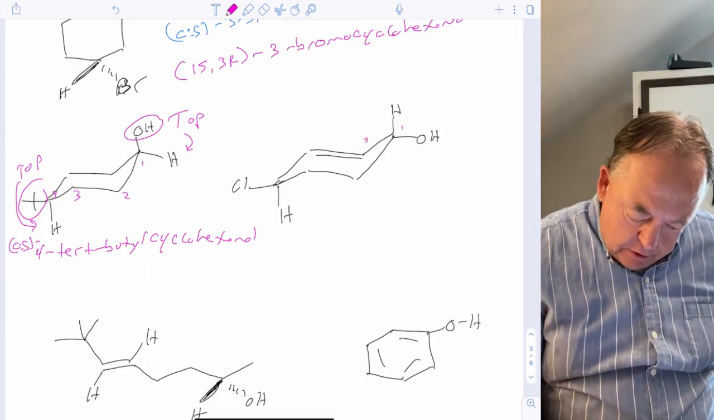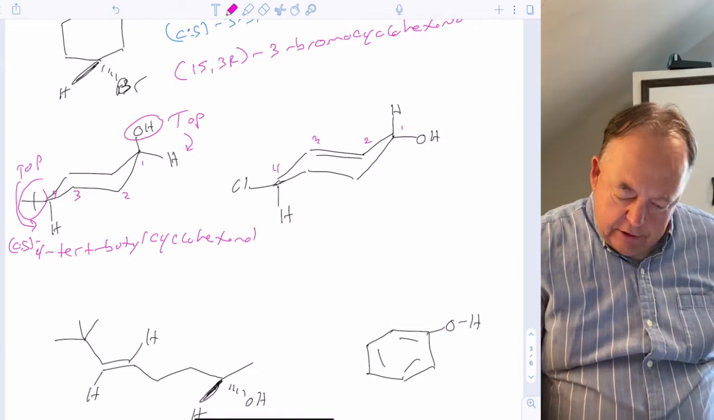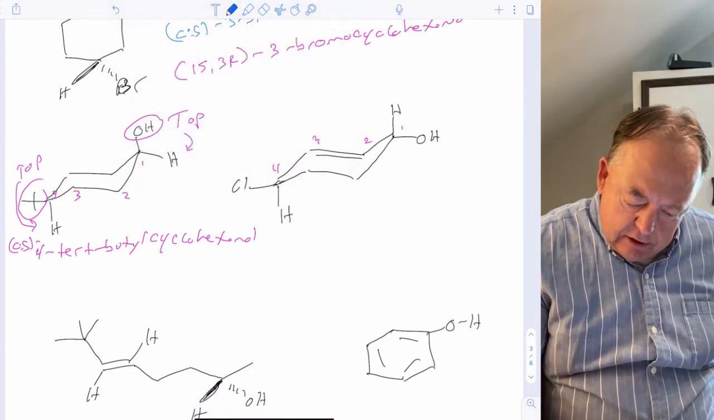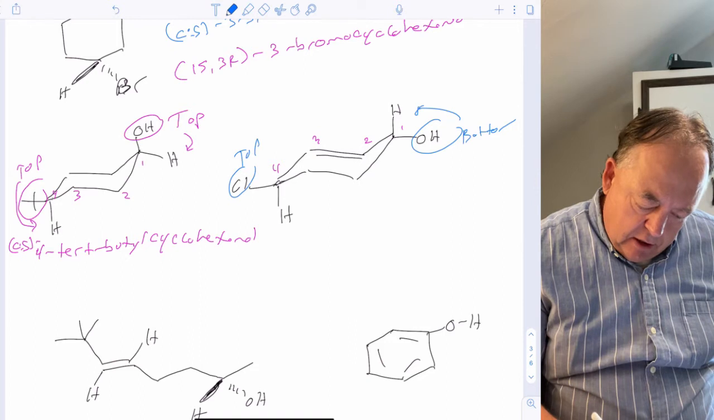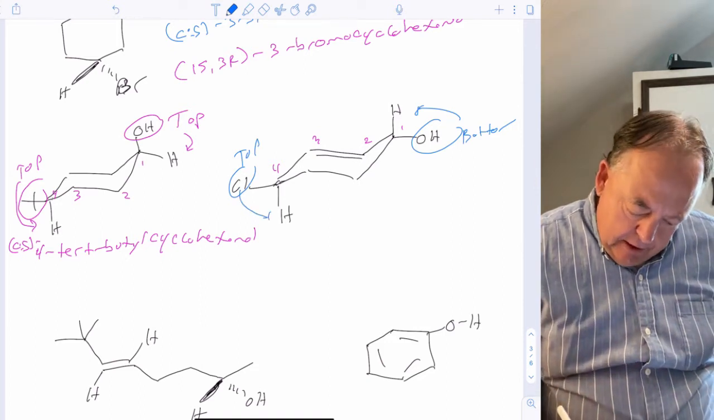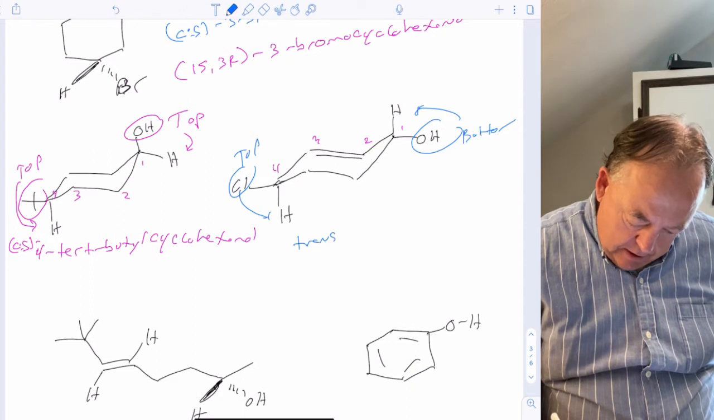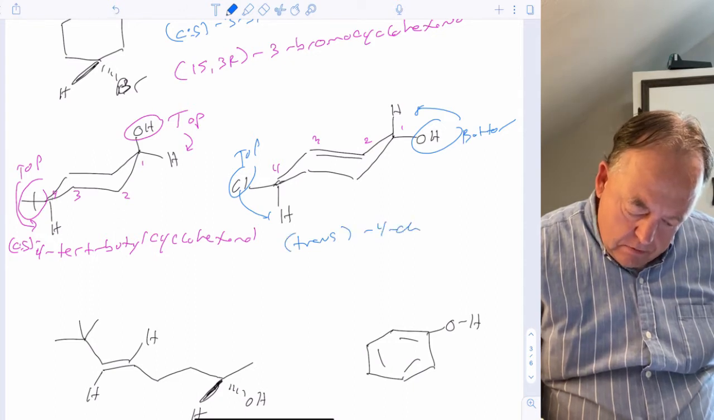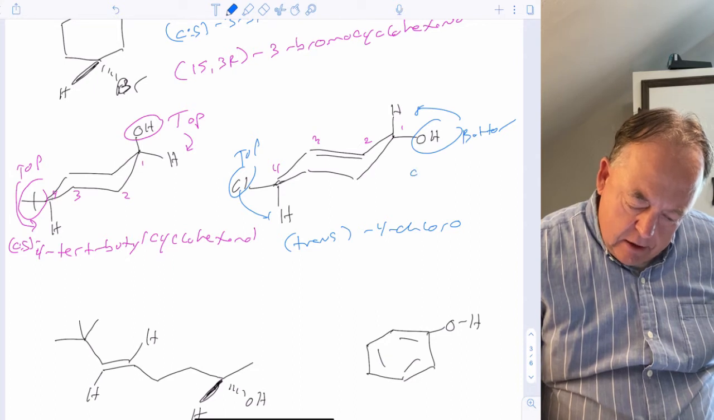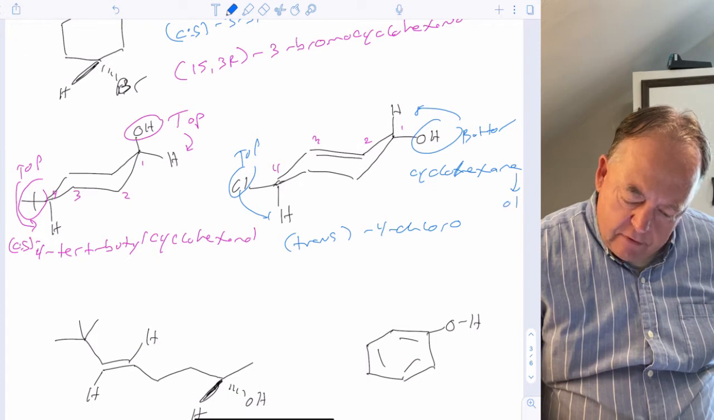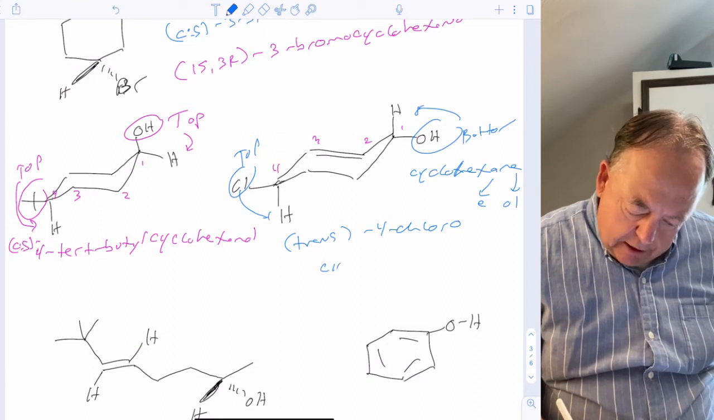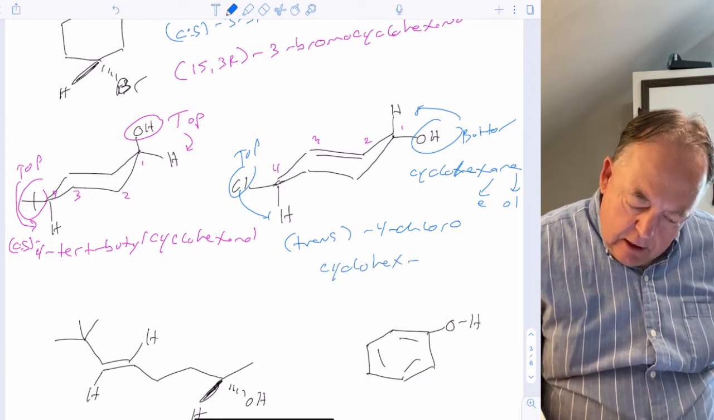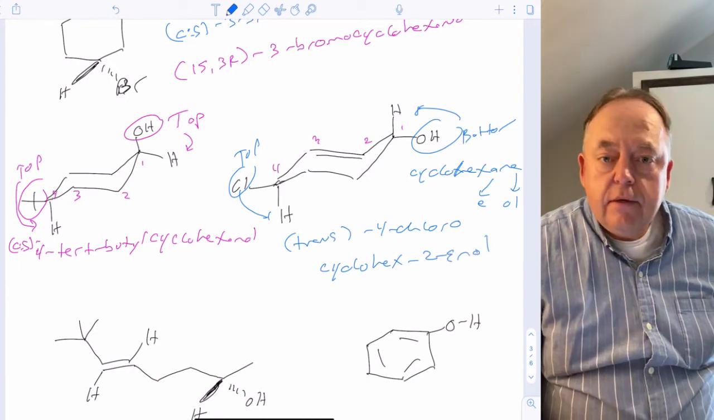Okay, so 1, 2, 3, 4. So this is cis or trans. So this is on bottom of the hydrogen. This is on top of the hydrogen. So this is a trans isomer. So trans, and then 4-chloro. So cyclohexane. So you change that to OL for the alcohol and that to E for the alkene. And the alkene starts at carbon number 2. So cyclohex-2-en-ol would be the name of that molecule.